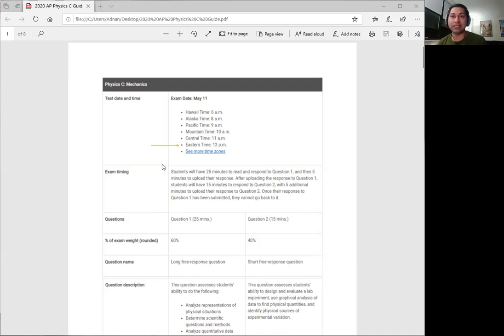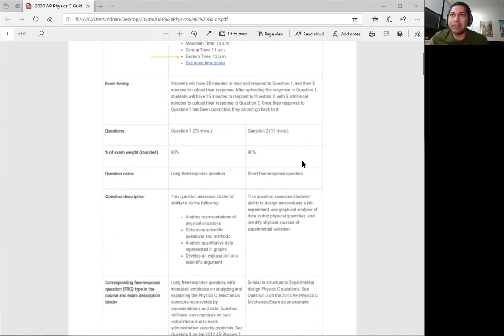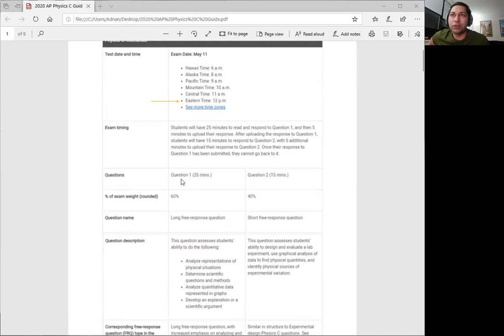What you're going to see on the test. So this PDF that you're looking at, hopefully, will explain everything, but let's just go through it anyways. You're going to have two questions. Question one is 25 minutes, and question two is 15 minutes. In reality, you're going to get 30 minutes and 20 minutes, but you get 5 minutes to submit. So you really only have 25 minutes to do this, okay?